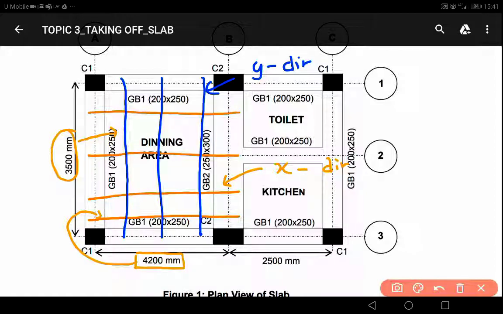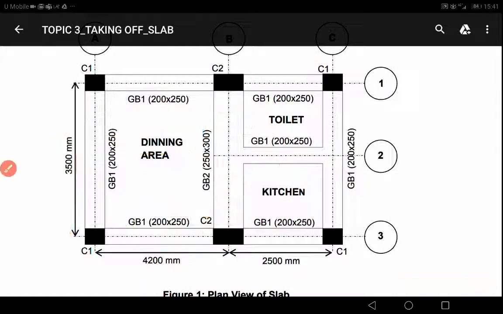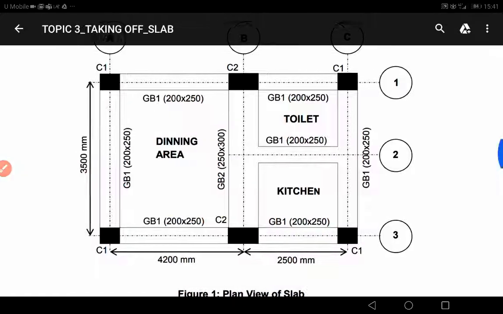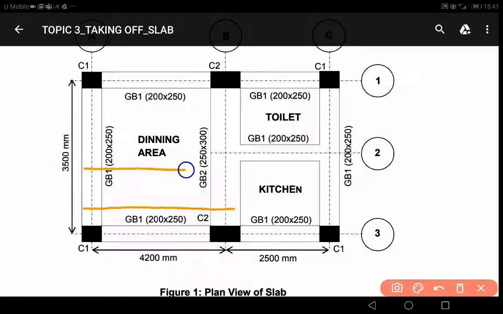Okay, first we solve for the X direction. So your reinforcement for X direction will be in this direction, and then remember it will have a bend at both of the ends.